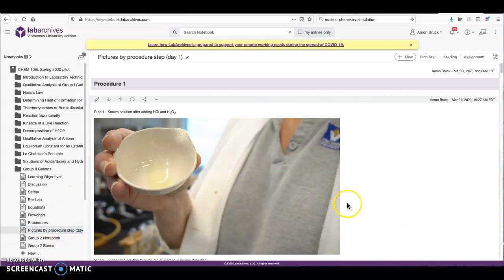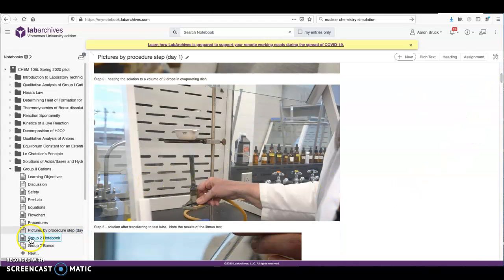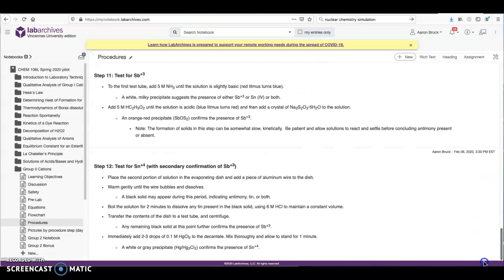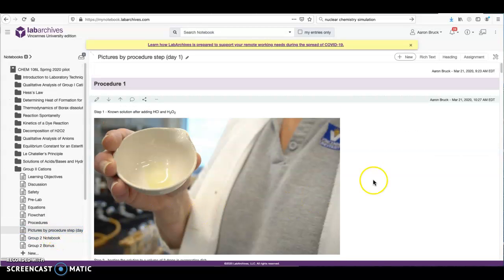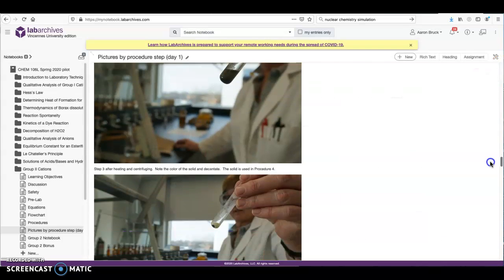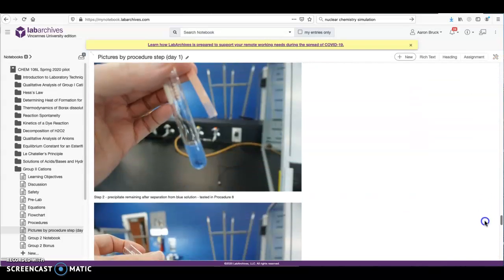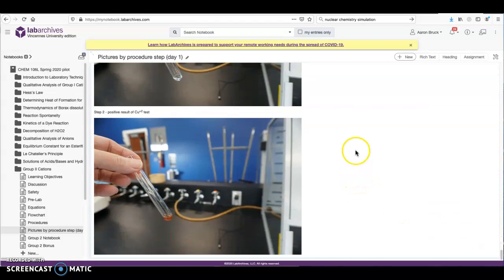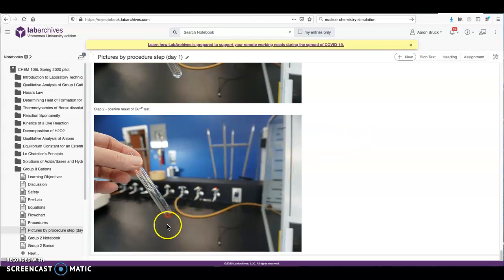Now, you'll notice here that in the procedures there are 12 different procedural steps, each one of them with sub-steps. You'll notice that in the pictures I gave you today, I've only given you pictures and observations for the first 9, going through the copper test and the positive result of the copper test right here.